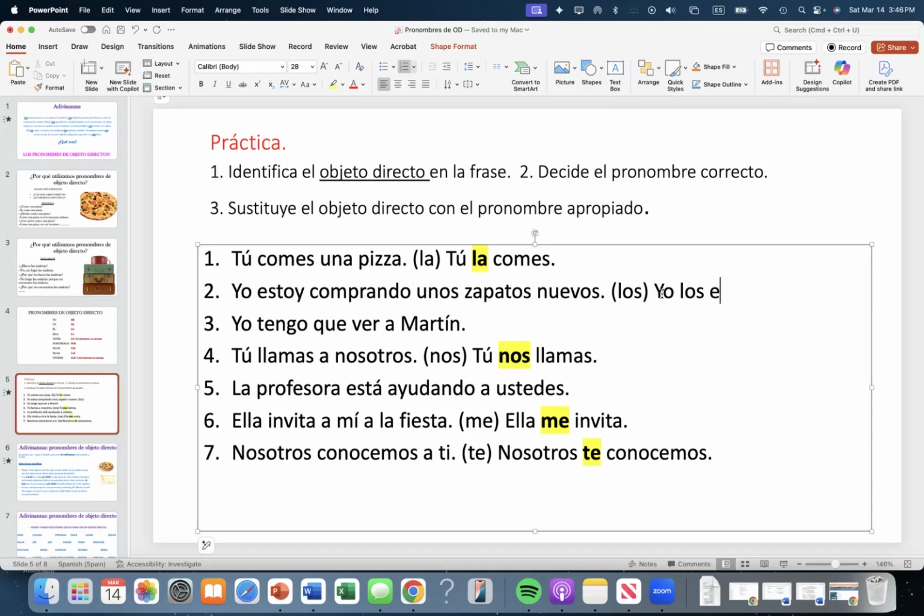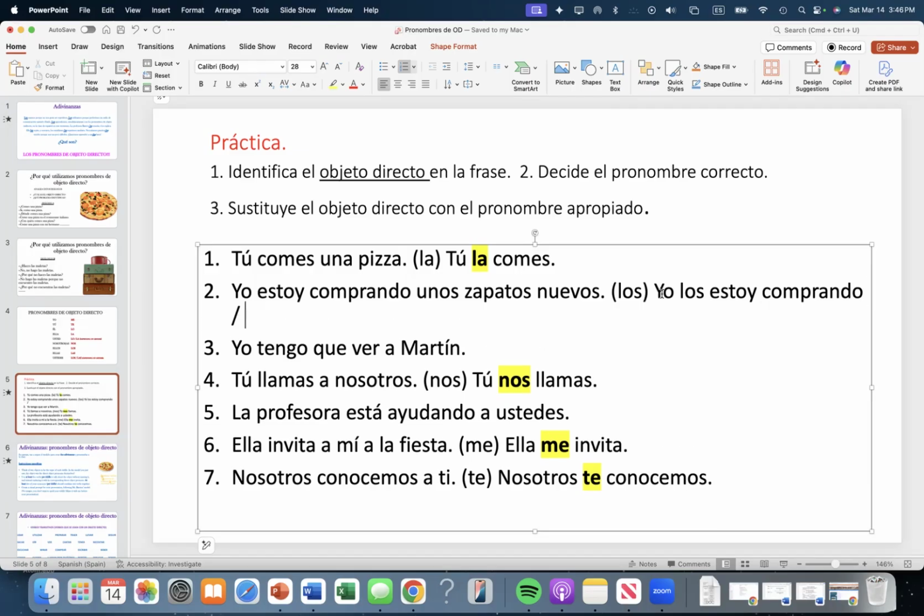Yo los estoy comprando. But you can also say, yo estoy comprándolos. Attach that pronoun at the end of the verb right here, the second verb. Okay.